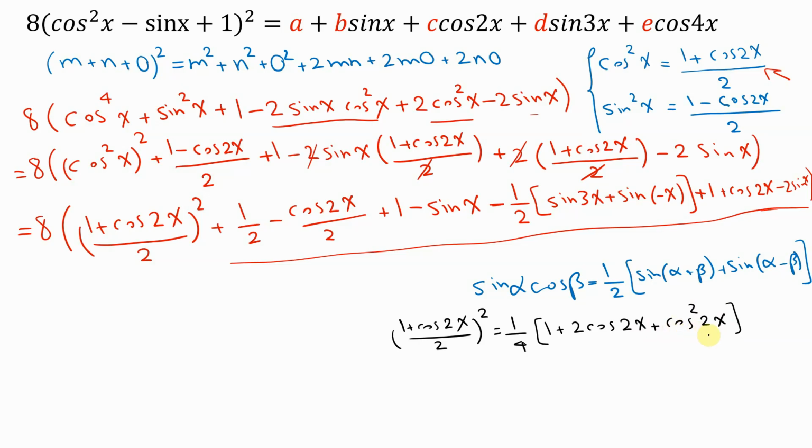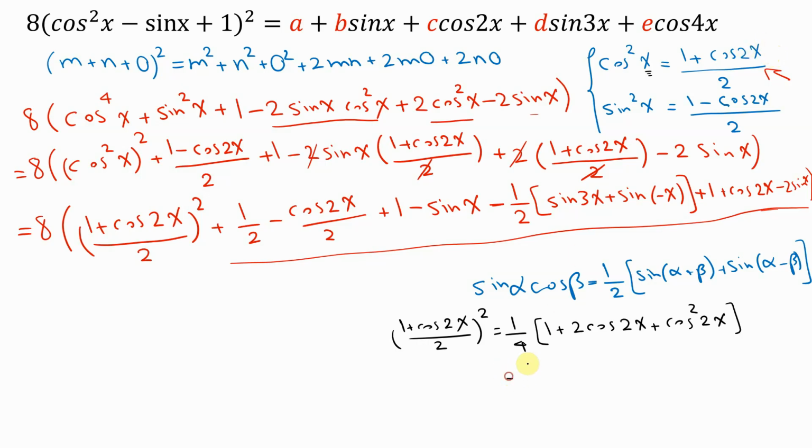Here, cosine squared 2x, look at this one. Cosine squared x equals (1 plus cosine of 2x) divided by 2. What if this one becomes 2x? If this one becomes 2x, you have to change this one into 4. You just replace x with 2x in this formula. So this becomes 2x, and this becomes 2 times 2x, which is 4x.